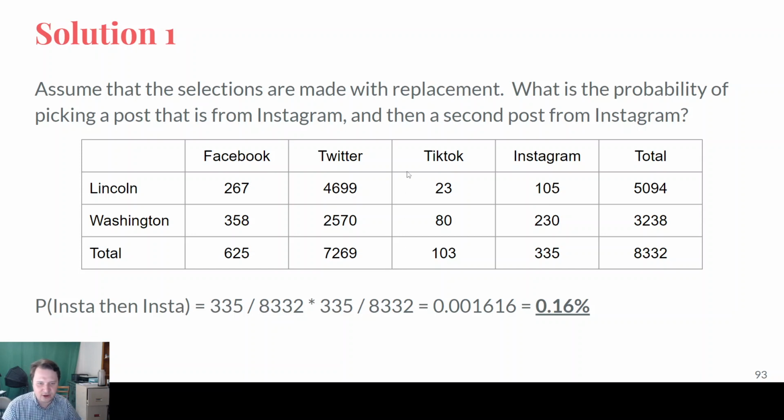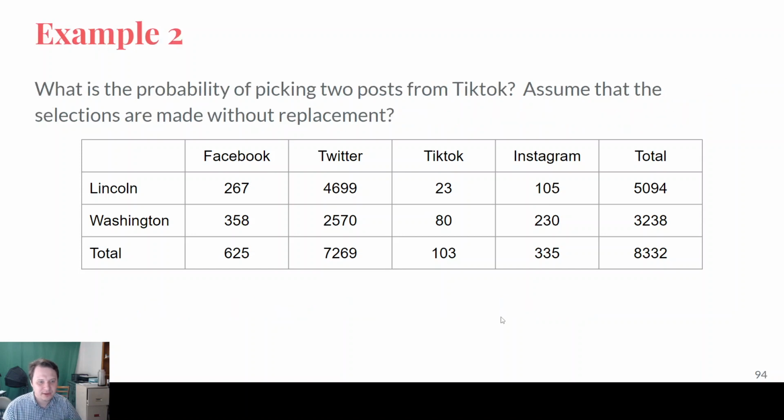It's 335 over 8,332 times 335 over 8,332 for a probability of 0.001616. So really unlikely. Less than a 1% chance. 0.16%. Now, this might seem like a silly example, but I can tell you a lot of probability analysis is built both into the rules of social media companies and how they do their algorithms, as well as people trying to game those algorithms so that their posts get more reach. And so we're just touching the surface of the analysis that we do on internet, social media companies, and internet traffic in general.